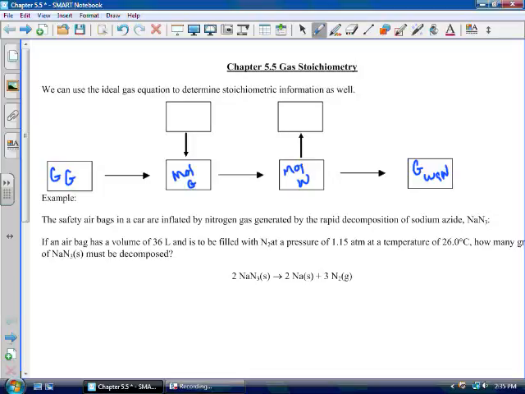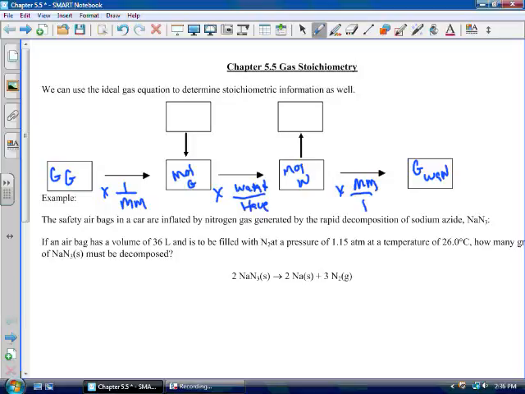To go from grams given to moles given, we multiply by 1 over the molar mass. To go from moles given to moles wanted, we multiply by what we want over what we have. And to go from moles wanted to grams wanted, we multiply by the molar mass over 1. Now in gas stoichiometry, we have 2 new boxes up there, and it's the same boxes that were there in solution stoichiometry, but what is in them is different.